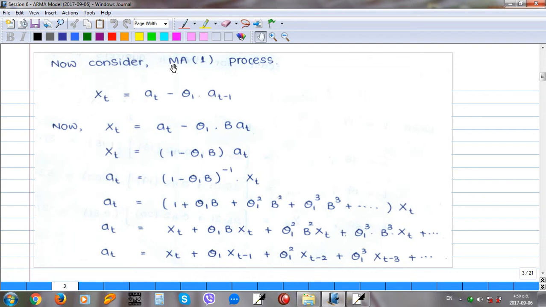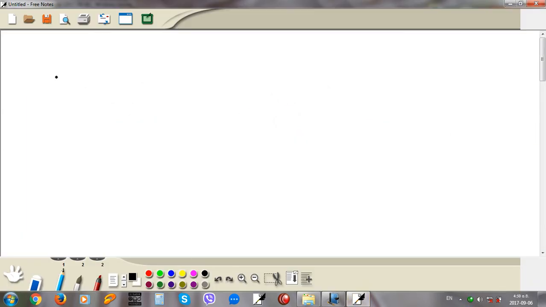We now consider the moving average MA(1) process. We can write the equation as x_t equals a_t minus theta_1 a_{t-1}, where a_t is a white noise with mean 0 and variance sigma_w squared, right?